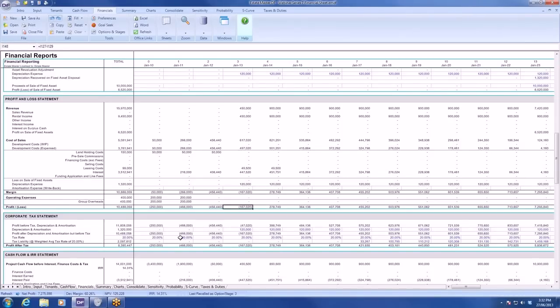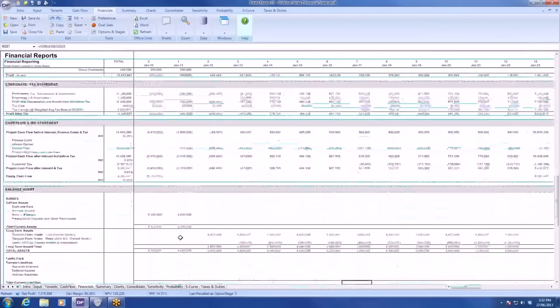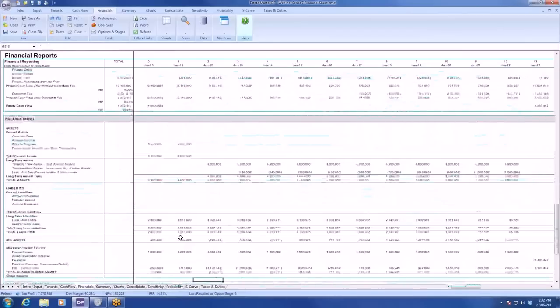And in the first year, because of those additional leasing costs, we show a loss, but from then on in this particular example we've got a profit that we're showing, and therefore we pay a tax on that particular profit once we've gone to positive here, and that's showing us the after tax. Coming down to the balance sheet, this will make more sense.